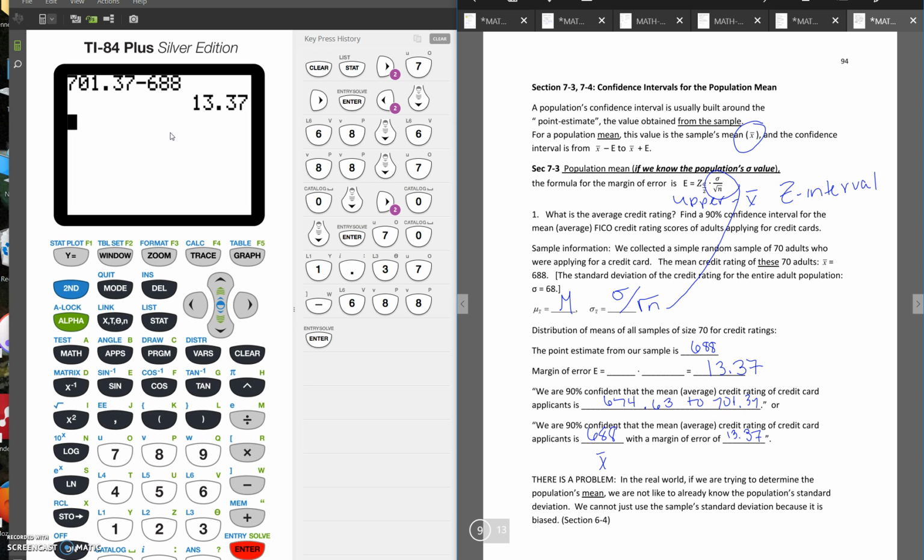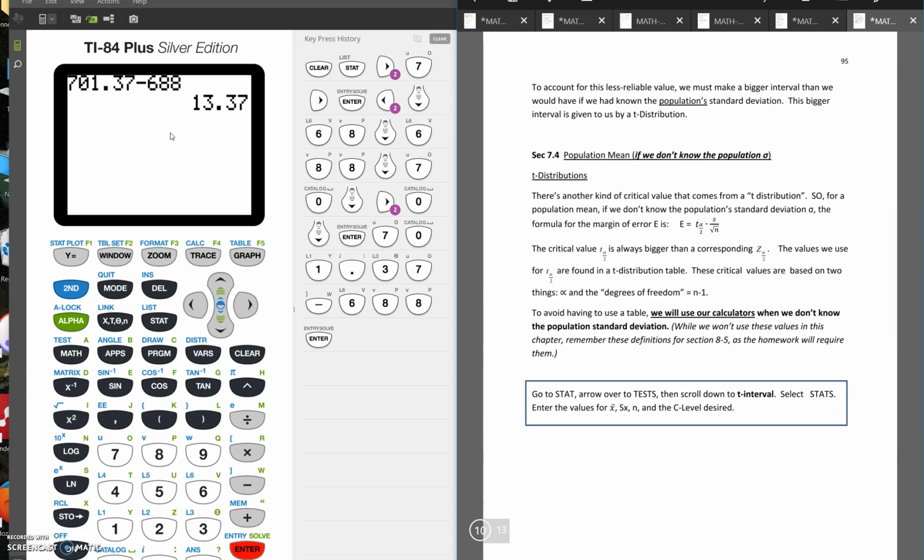However, there's a problem. In the real world, if we're trying to determine the population's mean, we're not likely to already know the population's standard deviation. We can't use the sample standard deviation because it's biased. So we have to do something a little bit different. We're going to use what's called a T-distribution. So the critical values for T's are always bigger than the corresponding values for Z's. So we're going to use this when we don't know the population standard deviation, when we're not given sigma, but when we're given little s.